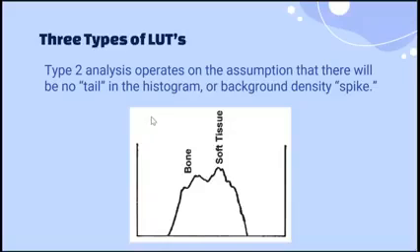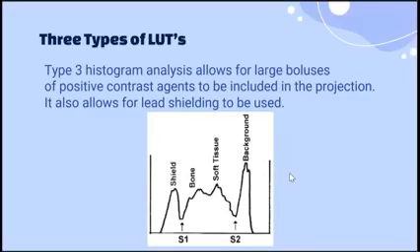So in this type of LUT, dapat wala siyang tail. Okay? Tail for background density. Now, the type 3 histogram analysis allows for large boluses of positive contrast agents to be included in the projection. It also allows for lead shielding to be used.